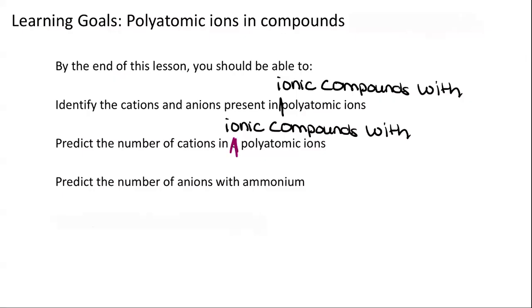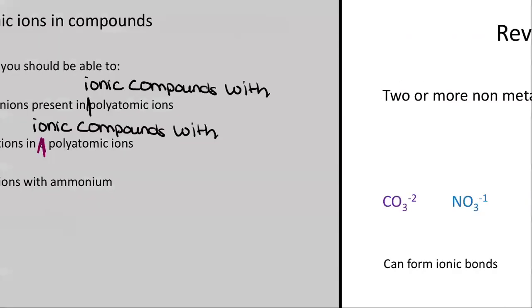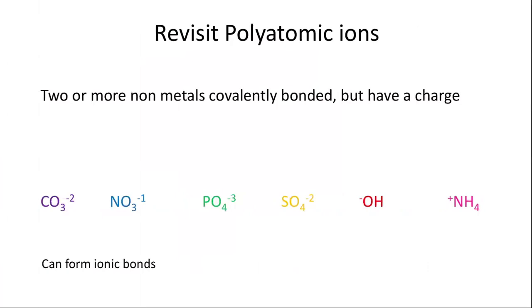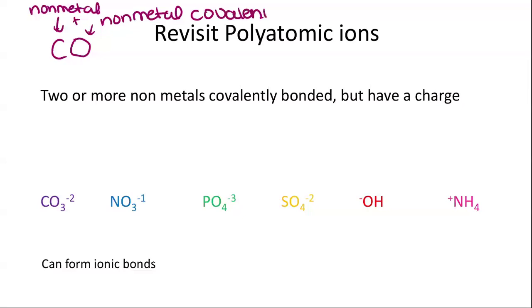In this video, we are going to talk about ionic compounds that contain polyatomic ions. So, reminder, polyatomic ions can be confusing because when you first look at them, you'd say, ooh, that's a nonmetal and another nonmetal, which would mean it's going to have covalent bonds. And you're right, it absolutely does have covalent bonds.